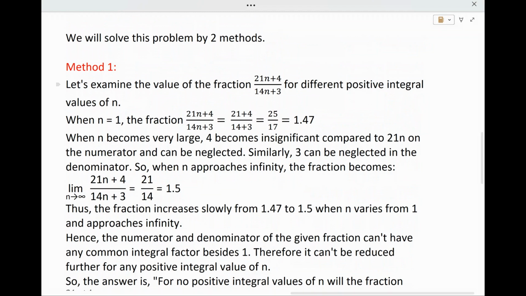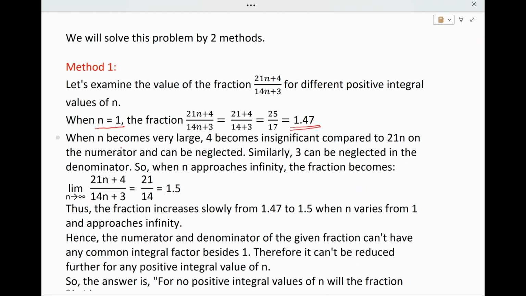Method 1. Let us examine the value of the fraction (21n + 4) divided by (14n + 3) for different positive integral values of n. When n is equal to 1, the fraction is (21 + 4) divided by (14 + 3), and that is equal to 25 by 17, and the value is 1.47.